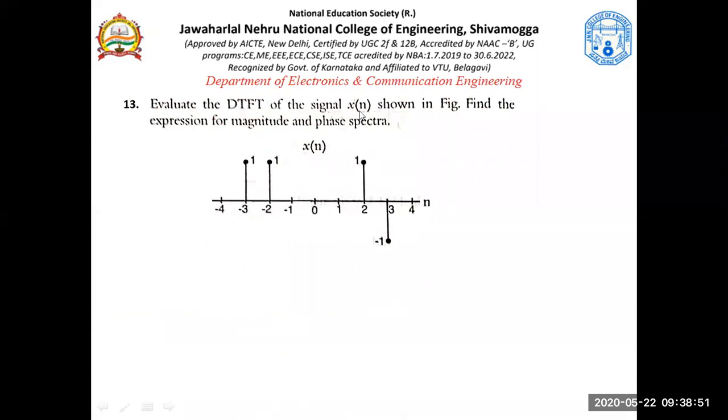So that is the DTFT of x of n, which is given in this form. What is this x of n? This x of n is 1 at minus 3, minus 2, and 2, and it is minus 1 at 3. You have just 4 samples. So x of n is a signal consisting of 4 samples. x of n is 1 at minus 3, minus 2, and 2, and it is minus 1 at 3. Fine. How to deal with this, we will see in the next session.